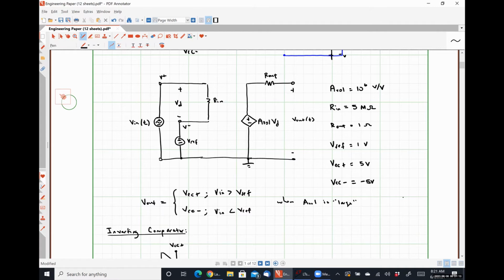If we had all of the exact same parameters as our previous circuit, AVOL is 10 to the 6, RN is 5 mega ohms, Rout 1 ohm, VREF 1 volt, VCC plus 5 volts, VCC minus is negative 5 volts. How do you think this is going to behave?